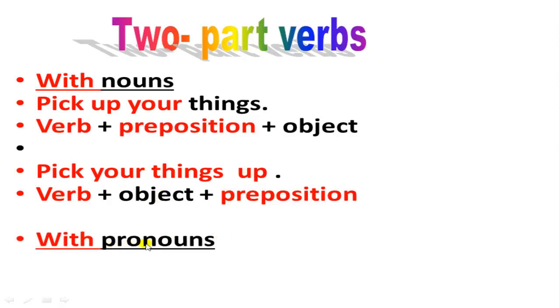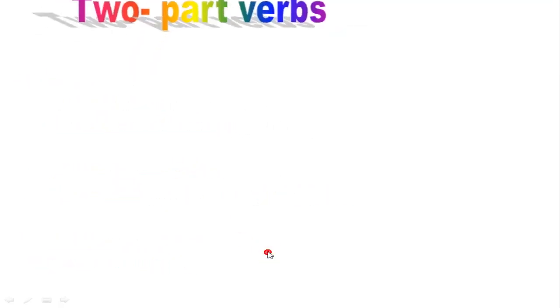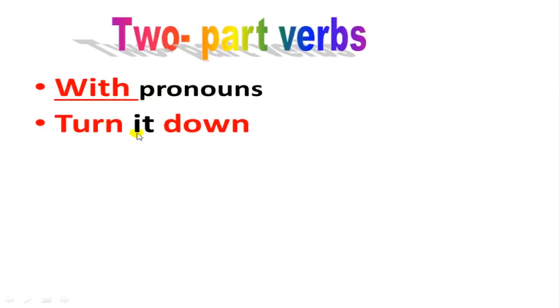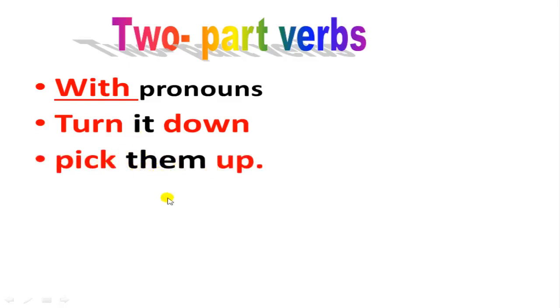With pronouns. Pick them up. So here, because things is plural, two, three, four, we make the pronoun them. Two-part verbs with pronouns: here we make it them, because the object, the noun, things, is plural. With pronoun, turn it down, pronoun it. Pick them up, it, them.